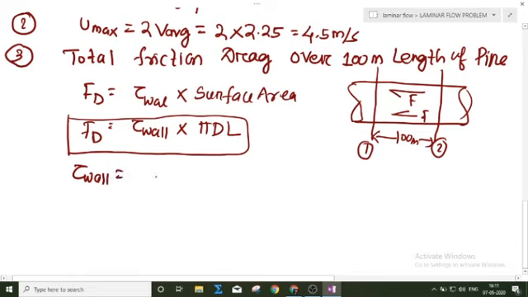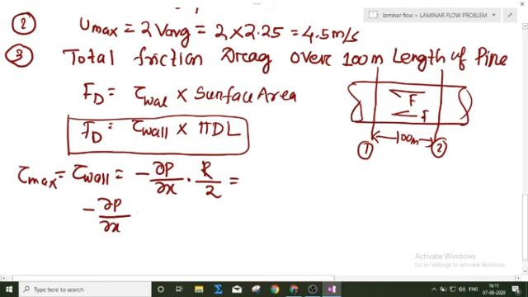What is wall shear stress? Yesterday we derived this one: minus del p by del x into r by 2. And this one is called the maximum shear stress. Now we have to find out what is del p by del x. So minus del p by del x is how much?